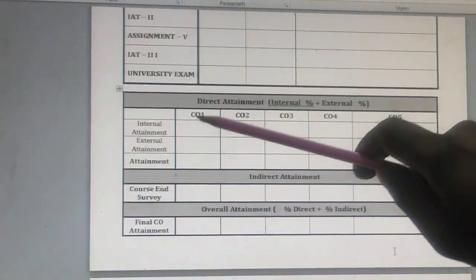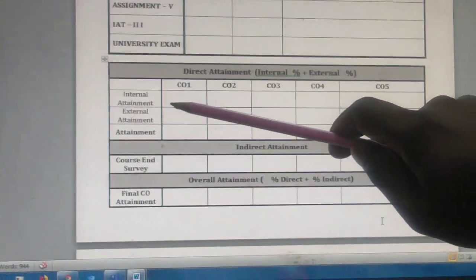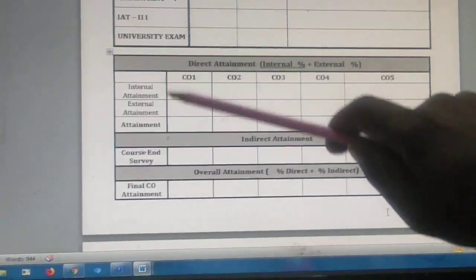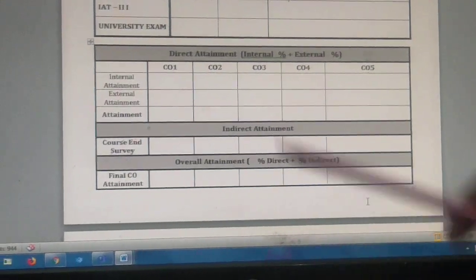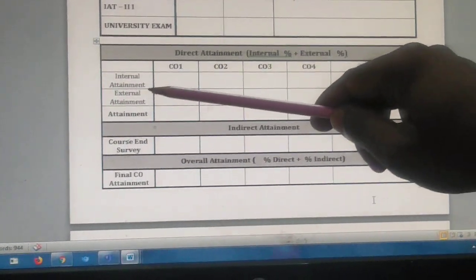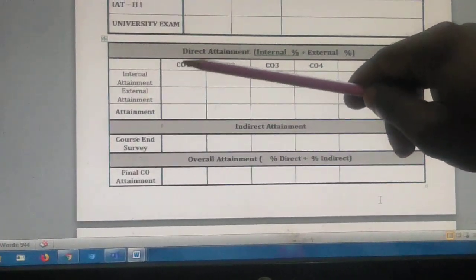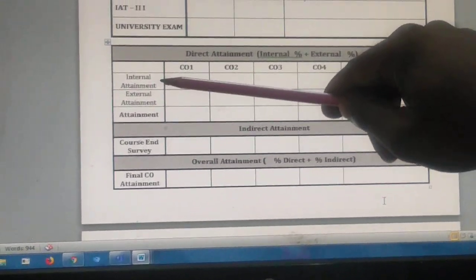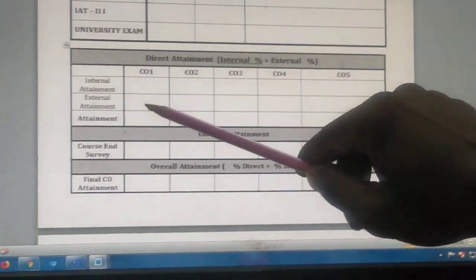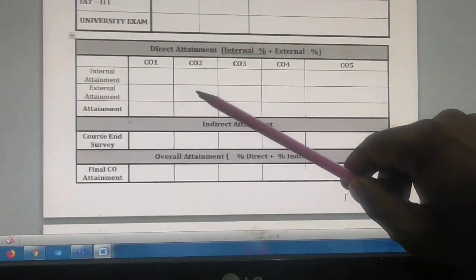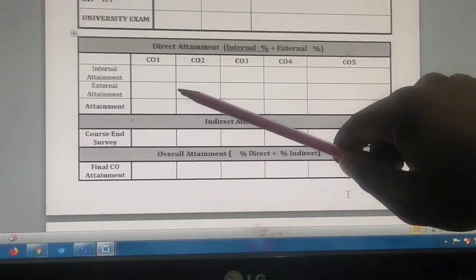Direct attainment comprises two components. One is the internal attainment and another one is the external attainment. For each CO, we have to find out that each CO is assessed by the internal attainment as well as the external attainment. This external attainment is assessed by the university examination.